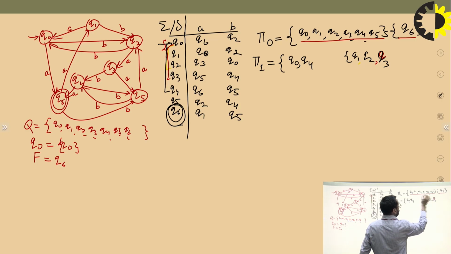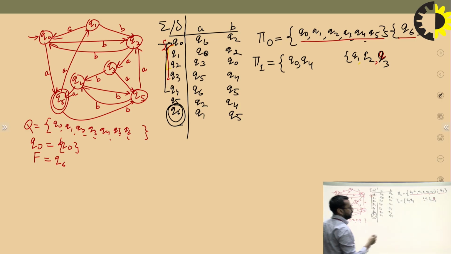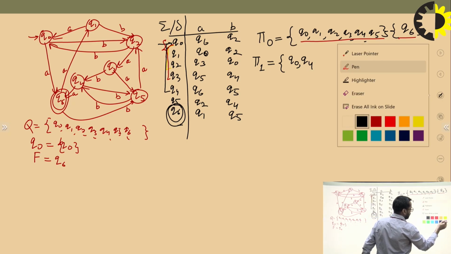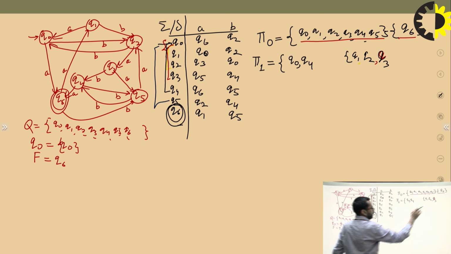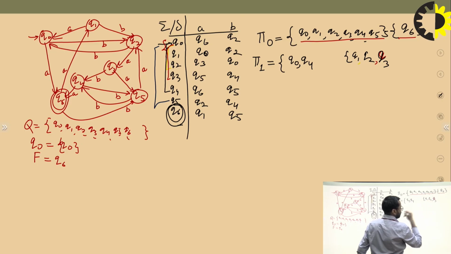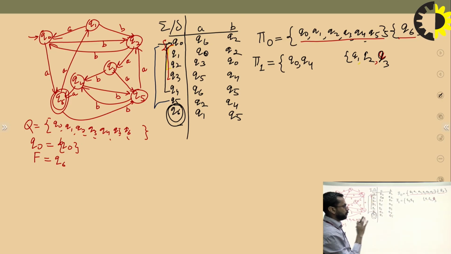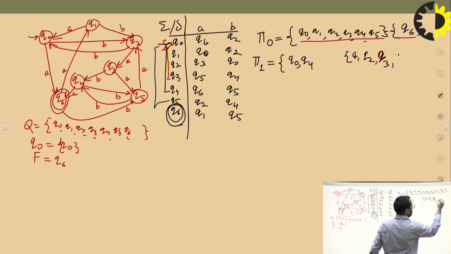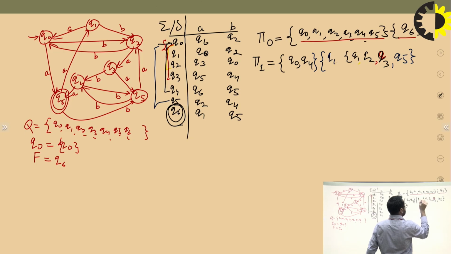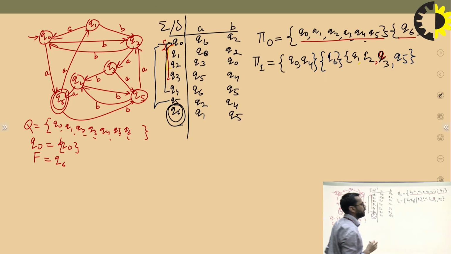And for the Q0 and Q5, it is the last one. Okay, Q6 and Q2 are in different positions, different locations in different sets. So we place Q0 and Q5 in different sets. And Q6 is remaining, and a single entity is mentioned here.